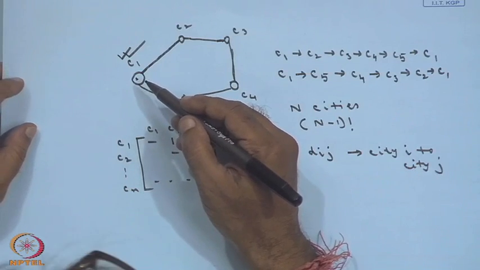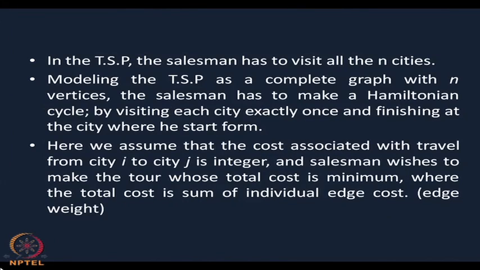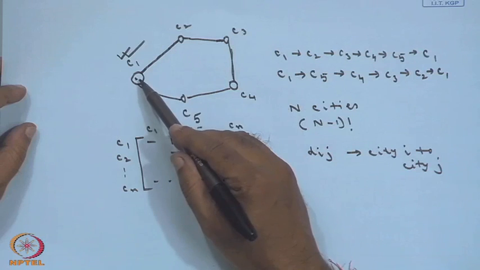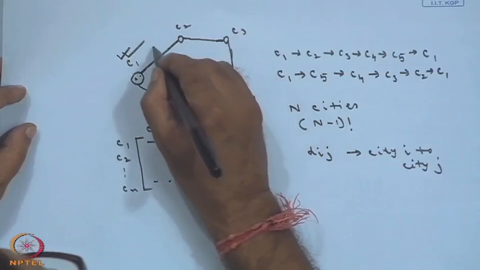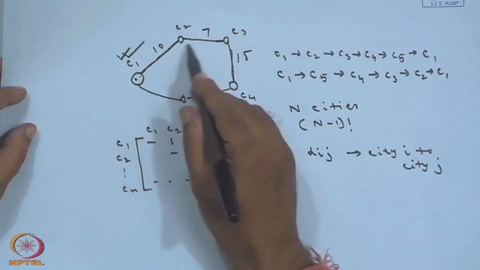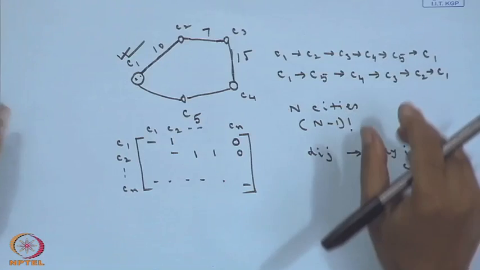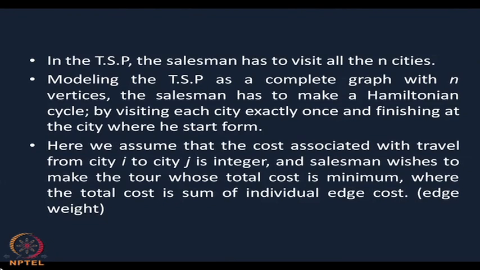And of course, we are assuming that the cost associated with travelling from city i to city j is an integer, and the salesman wishes to make the tour whose total cost is minimum. Obviously, the cost of moving from C1 to C2 may be 10, it may be 7, it may be 15, something like this. So, the cost is there. The problem is that we have to minimize the cost. The total cost is the sum of individual edge costs, or you can say the edge weights.